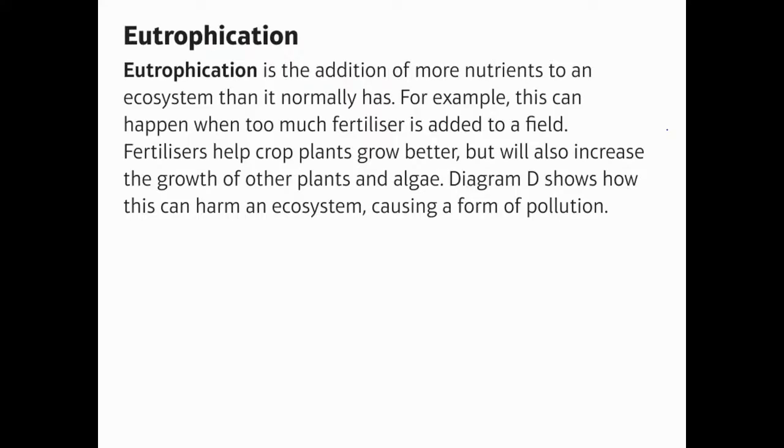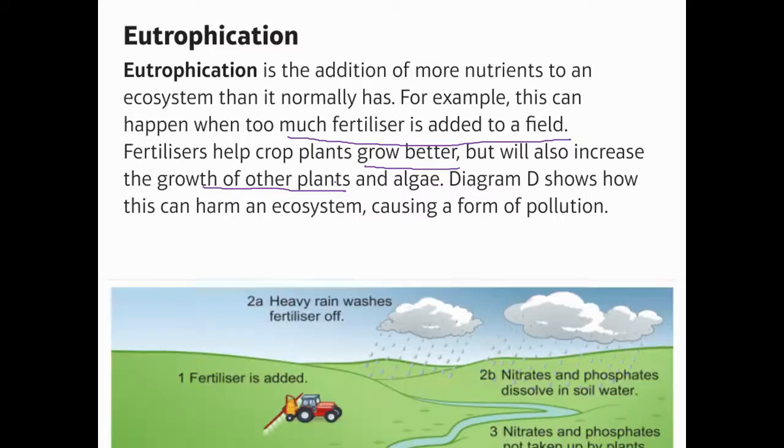So let's have a look. Eutrophication is the addition of many nutrients to an ecosystem. For example, this can happen when too much fertilizer is added to a field. Fertilizers help plants grow better and it allows them to grow bigger. Yeah? This is how it happens. It's a form of pollution, boys and girls, because too much of something's in the water system.